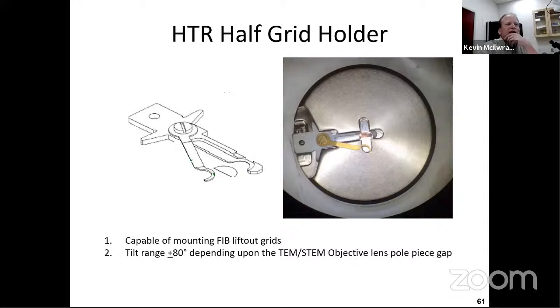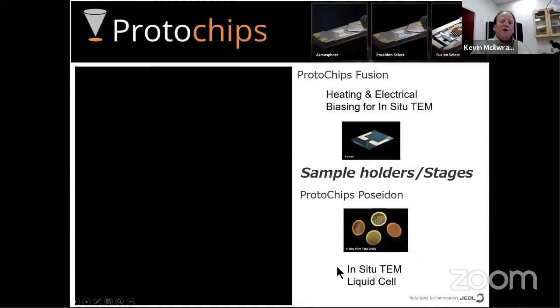So now you look at another holder. I have this half grid holder that will hold just a half grid, so I'll be able to tilt to very high tilts, like you go up to 80 degrees with this type of tip. And now we start to look at these in situ holders.